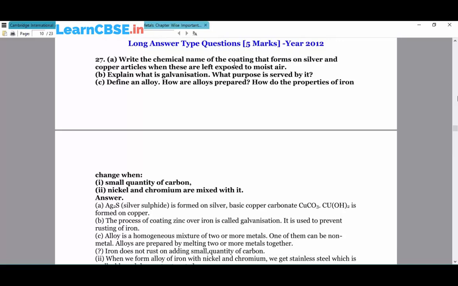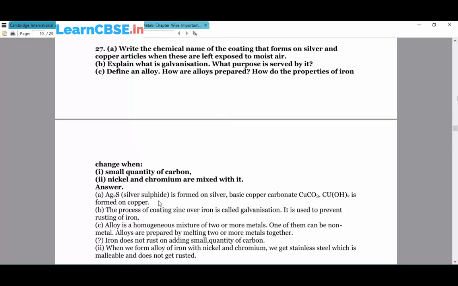Write the chemical name of the coating that forms on silver and copper articles when these are left exposed to moist air. So silver sulfide, Ag2S, is formed on the silver. Basic copper carbonate, CuCO3.Cu(OH)2, is formed on the copper.